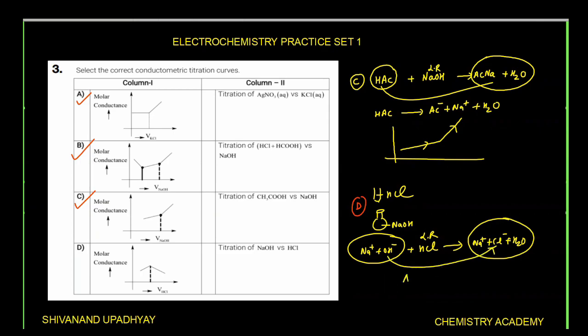I know that lambda m naught of OH minus is very large with respect to lambda m naught of any monovalent anion, like Cl minus ion. So here lambda m is going to decrease, and after the reaction, if we are still adding HCl, then lambda m should increase further. So first decrease and then increase. So here this is wrong. They have shown increasing and then decreasing. It should be decreasing and then increasing. So this option is wrong. So the answer of question number 3 should be A, B and C.